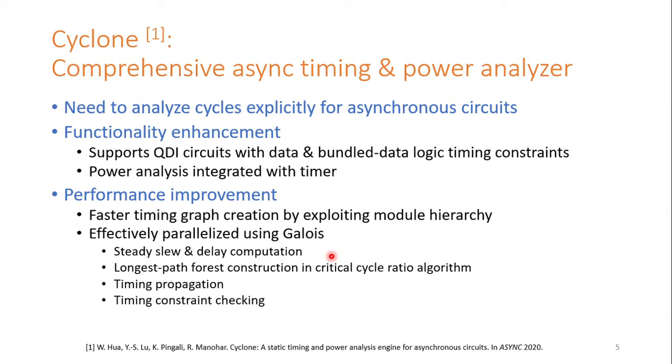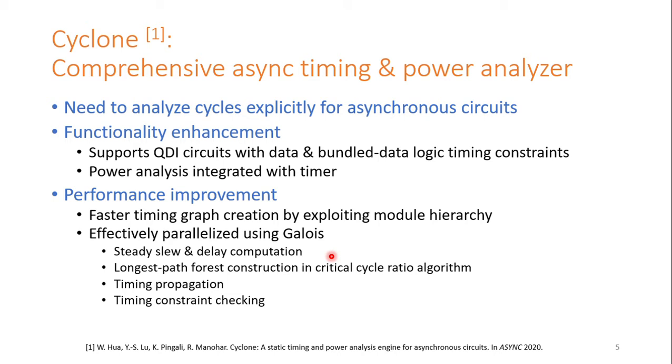First, Cyclone. Cyclone is a comprehensive async timing and power analyzer. We need to build Cyclone because the performance for asynchronous circuits needs to analyze cycles in the circuit explicitly for exact timing results. We cannot just break cycles and then leverage any off-the-shelf synchronous timer for timing analysis in asynchronous circuits. We enhance the functionality of Cyclone by supporting quasi-delay insensitive circuits with data and bundled data with logic timing constraints. We also integrate power analysis along with the timing analysis in Cyclone.